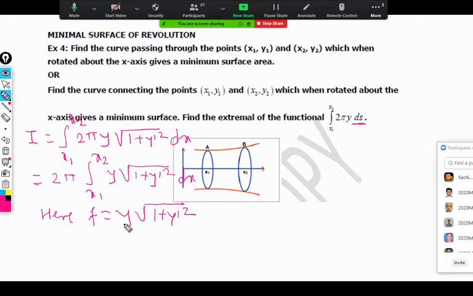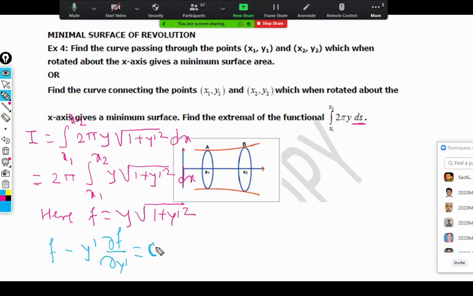Therefore, this integrand should satisfy Euler's equation, and that Euler's equation is f minus y dash into dou f by dou y dash, which should be a constant.